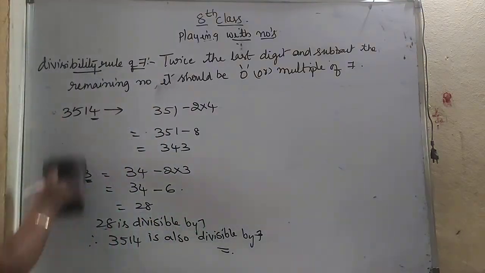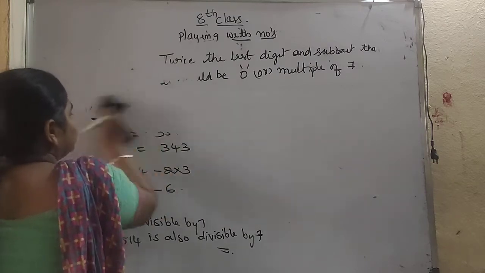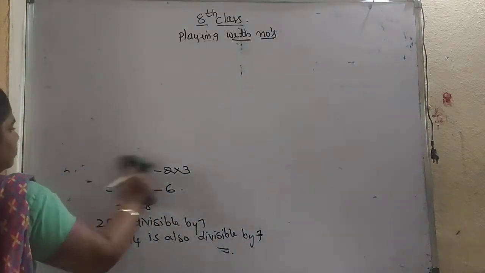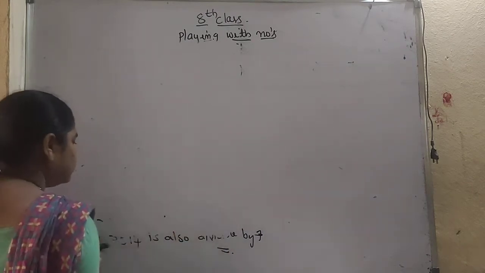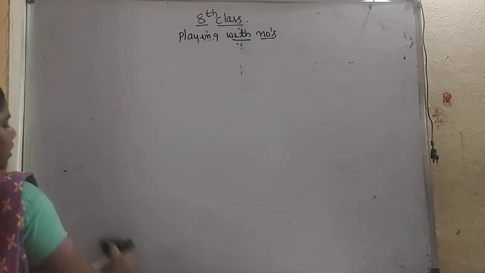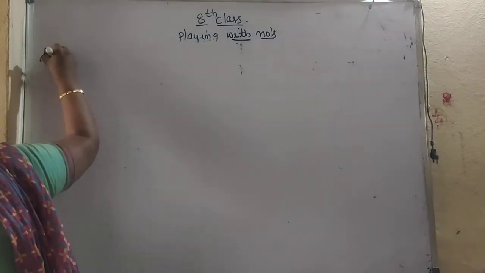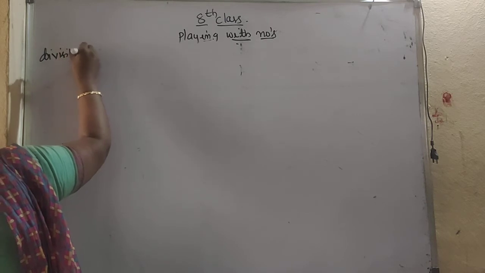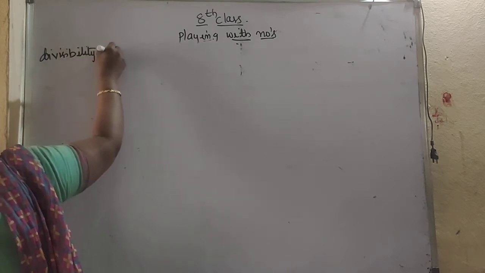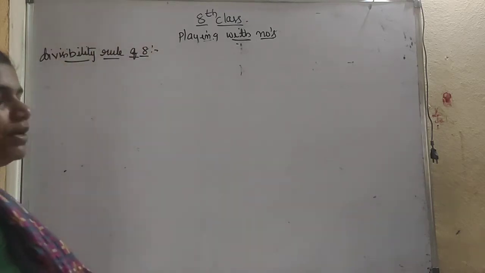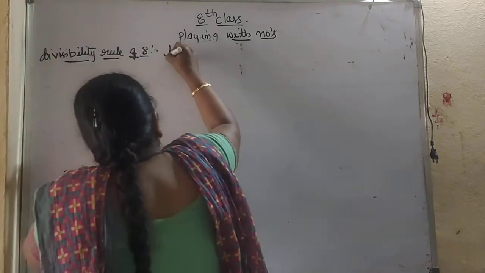Next is the divisibility rule of 8. What is the next one? The next one is the divisibility rule of 8. What is the divisibility rule of 8? We will see now. The last 3 digits we have to check.